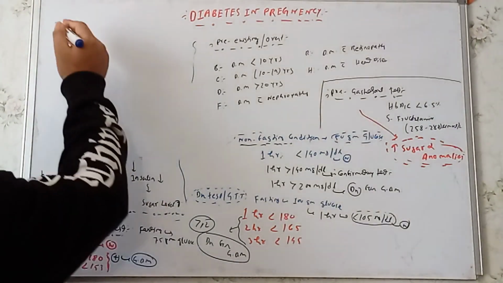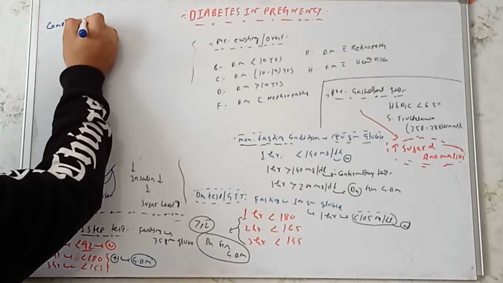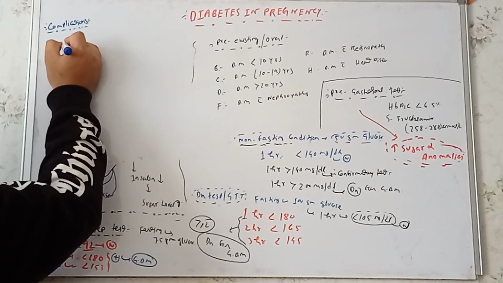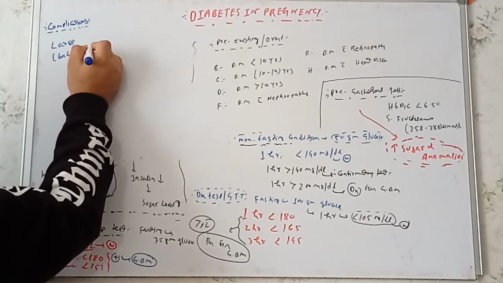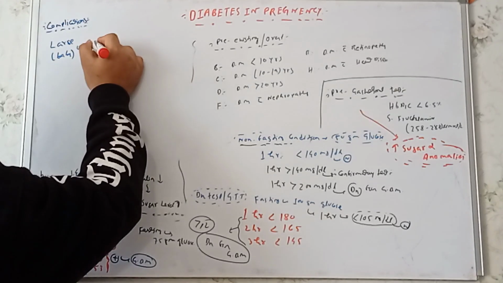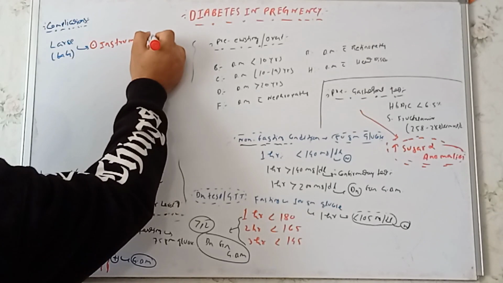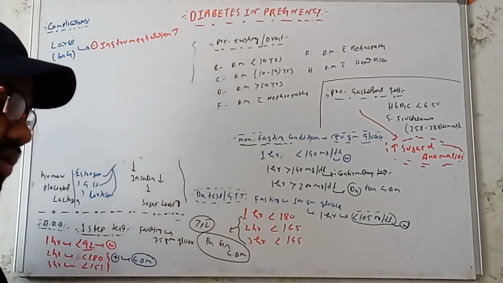Now see, the complications from the mother's point of view. In gestational diabetes mellitus, the size of the baby will be large. So a large baby over here. If the size of the baby is large, in that case we have to make more use of instruments. So the first thing, the instrumentation will be increased. That means we have to use more instruments.